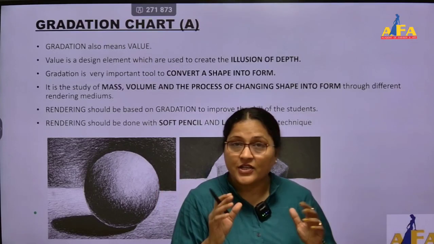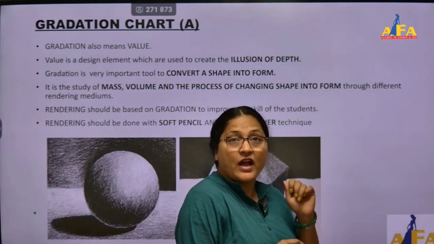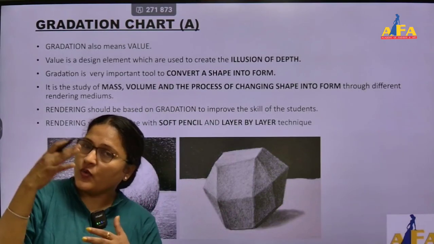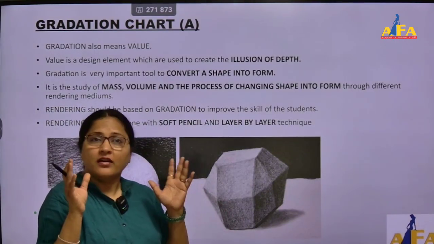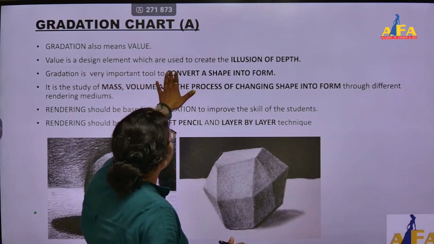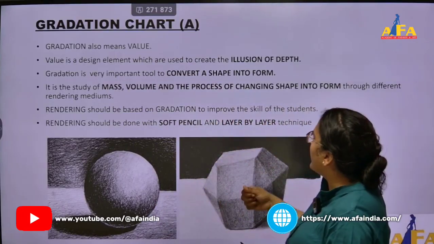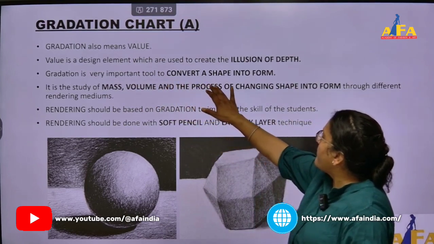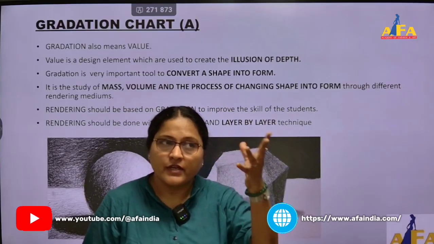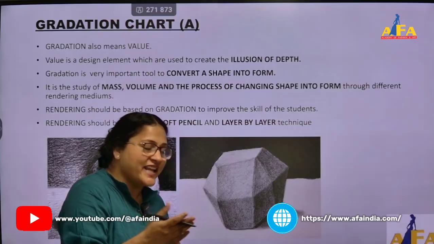Adding value to your artwork is very important, so we need to learn it very carefully and how to do it. We must know the different rendering techniques and how to apply them in your artwork. Value is a design element used to create the illusion of depth in your artwork, and gradation is also an important tool to convert a shape into a form. How will you convert a shape into a form? Of course, you need to use some rendering techniques.